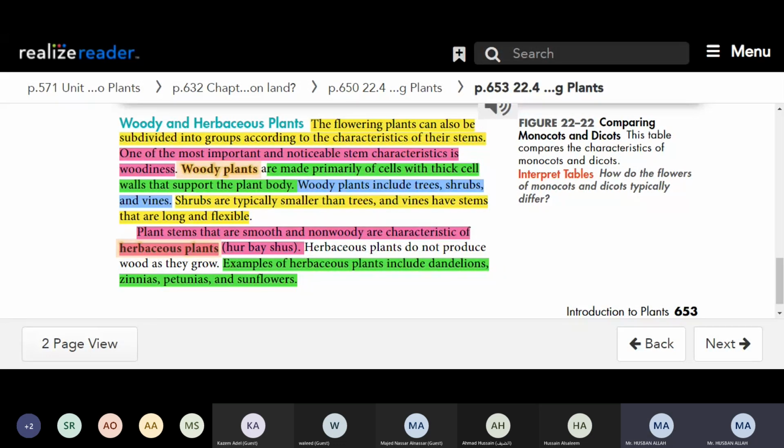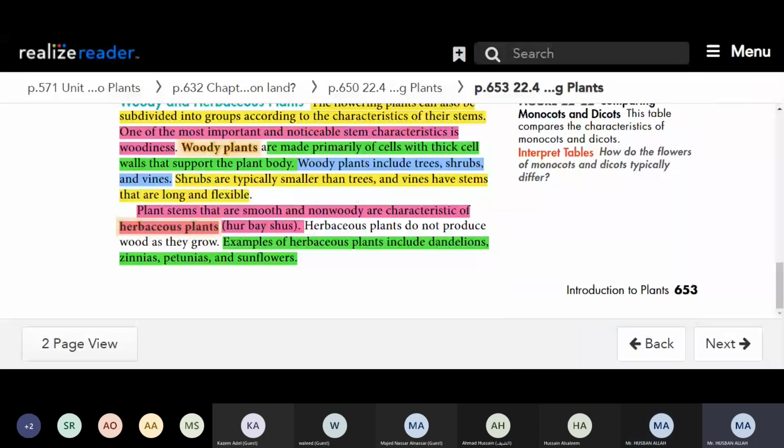Shrubs are typically smaller than trees, and vines have stems that are long and flexible. If you look at shrubs, their stems are typically smaller than trees, but flexible up to some extent, not too much. Plant stems that are smooth and non-woody are characteristic of herbaceous plants. A stem which is non-woody, smooth and soft is herbaceous. Mostly all the grasses are herbaceous. Herbaceous plants do not produce wood as they grow. With the passage of time, as they are growing, they will not produce wood.